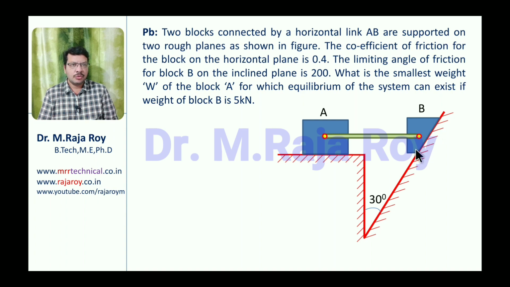This is tending to move downwards. That's why friction force is in the upward direction. As this is moving in the downward direction, this particular link will push block A. This will move towards your left. That's why friction force must be towards your right hand side.